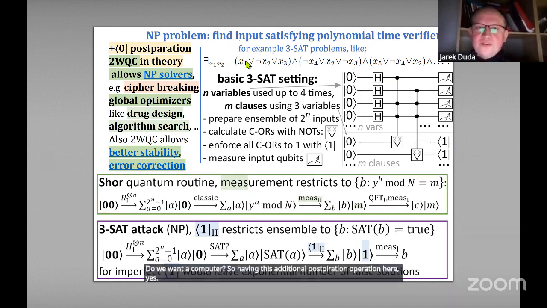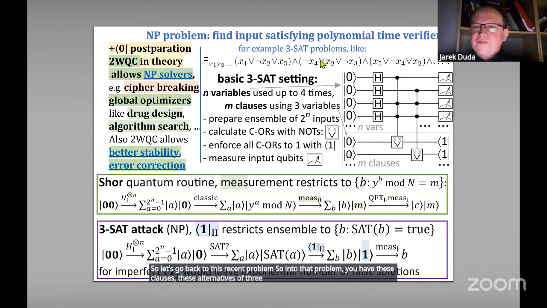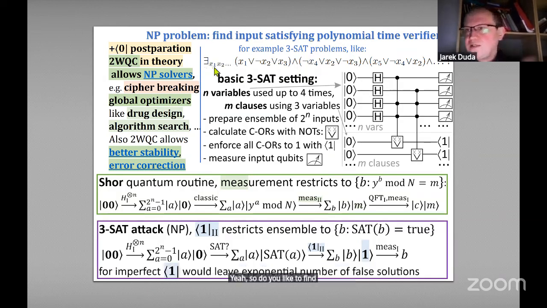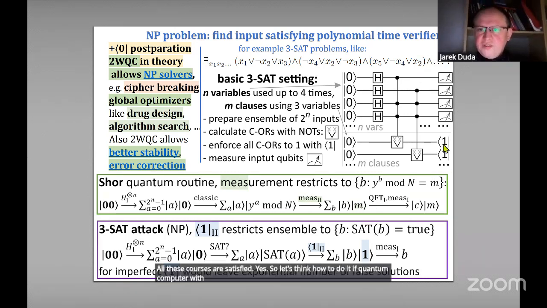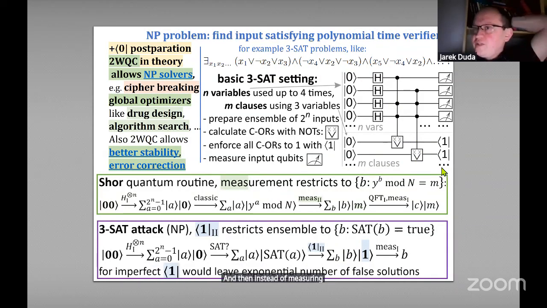So let's go back to this 3-SAT problem. In the 3-SAT problem, you have these clauses, these alternatives of three variables, and some of them can be negated. And you would like to find the Boolean values, 0s and 1s, such that all these clauses are satisfied. So let's think how to do it with a quantum computer with post-preparation. We could prepare a quantum superposition of all the 2 to the power n inputs, and then calculate this verifier, like these clauses. And then instead of measuring them, you would like to enforce them to 1.